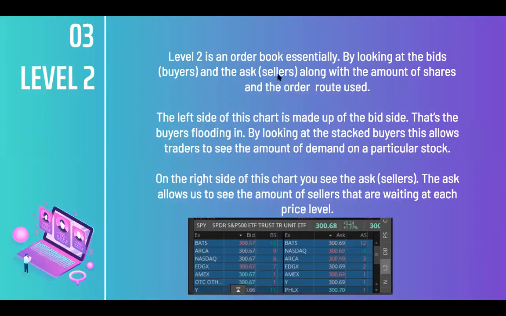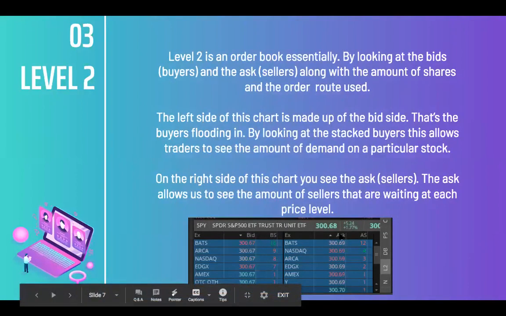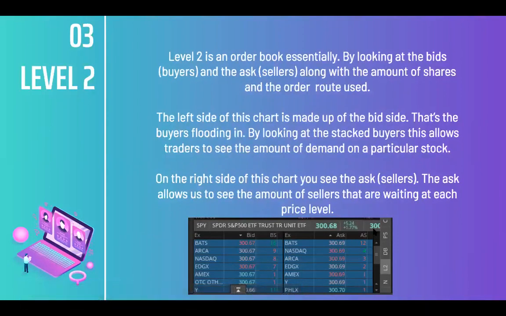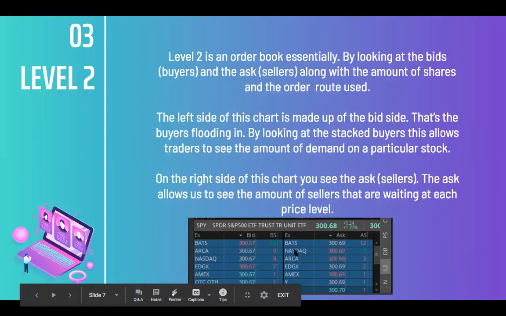So the bids are the buyers on this side, and the asks, these are your sellers. So by looking at the bids, buyers, and the ask sellers, along with the amount of shares and the order route used, these are your different brokerage order routes that are being used, submitted to place these orders.